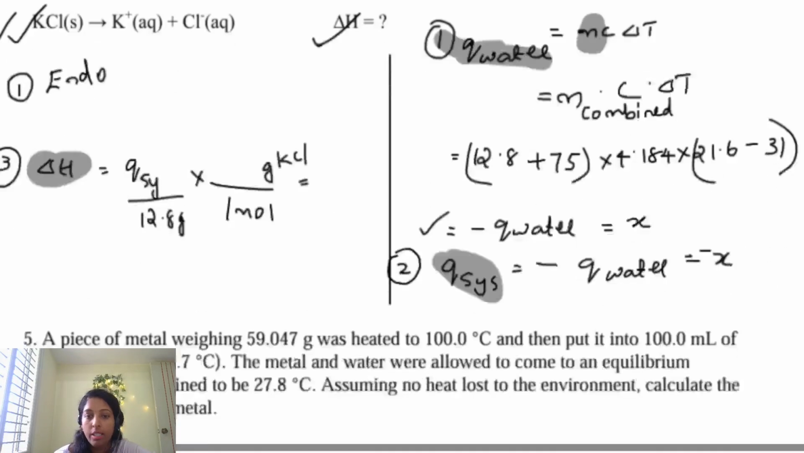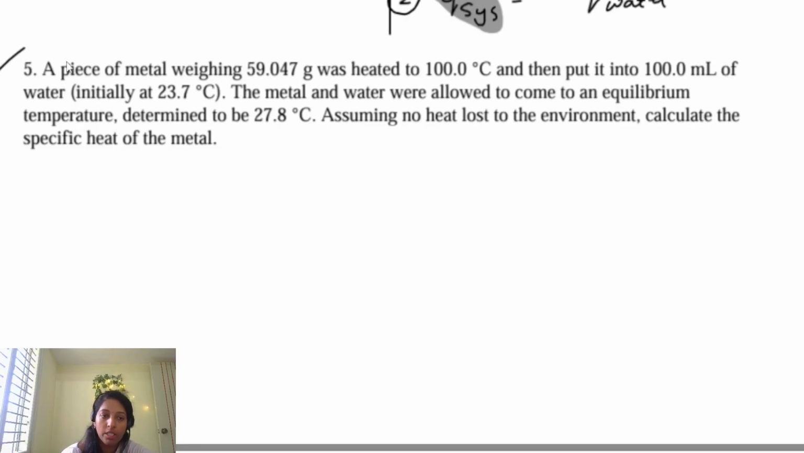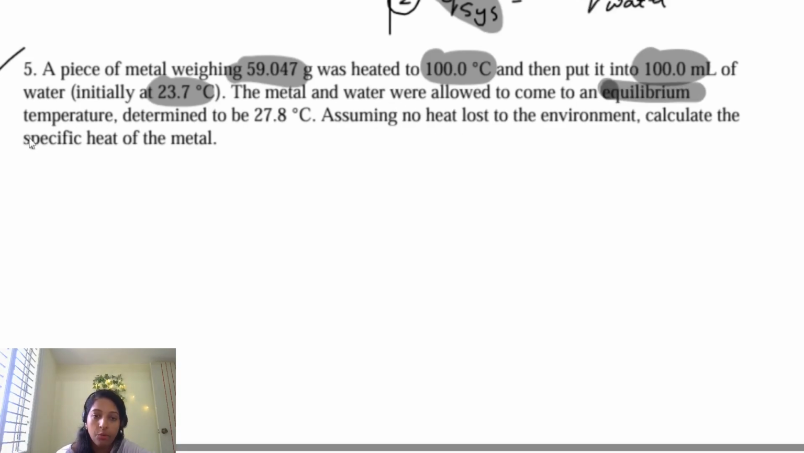Okay, then the second type of reaction, where hot metal is there. That's so simple. The hot metal is added to the water. What happened? A piece of metal, with this mass, was heated to 100 degrees Celsius and put in 100 ml of water. Initially it was 23.7, and then they underwent thermal equilibrium, right? The heat will flow until thermal equilibrium is reached. What do you mean by thermal equilibrium? Both of them reach the same temperature. So 27.8 is the final temperature of water, and also the final temperature of the metal.